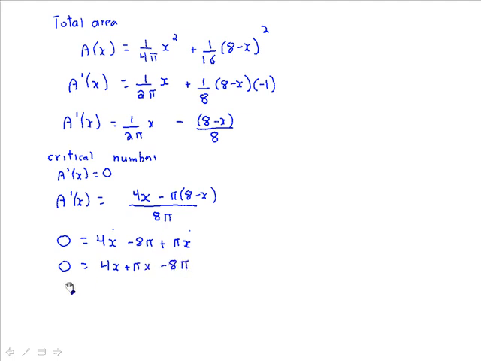So now I'm going to bring that 8 pi to the other side. And then to get that x out, I factor it out, leaving me with 4 plus pi. So x is therefore equal to 8 pi divided by 4 plus pi. Now that's not a great number, but we were asked to get an exact value. And we've really done the main work.